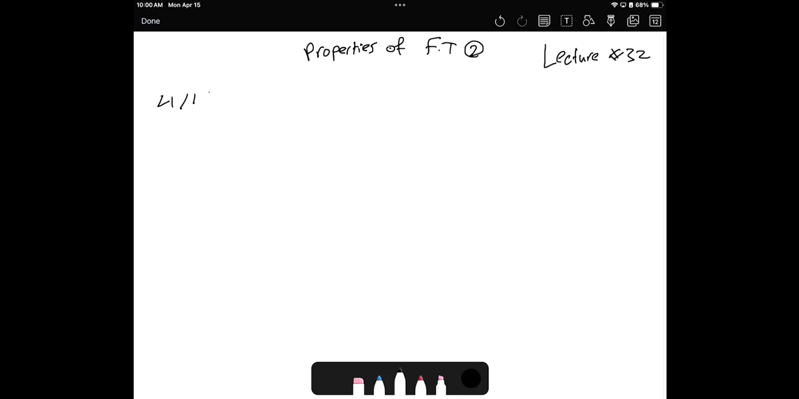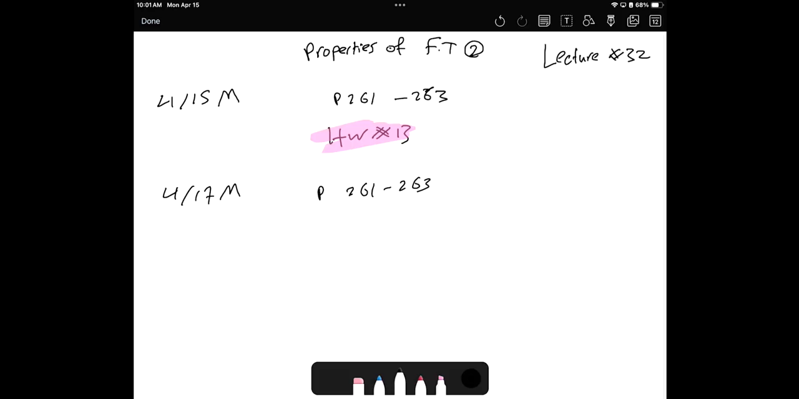Okay, so the time today is Monday. So the readings page 261 until 263. And it is the due date for homework number 13. Then on Wednesday, 4/17, the readings page 261 to 263, which is continuing Fourier transform. So we will try to finish it by Wednesday, but if we cannot, or if we still have more examples, then we finish it by Friday.